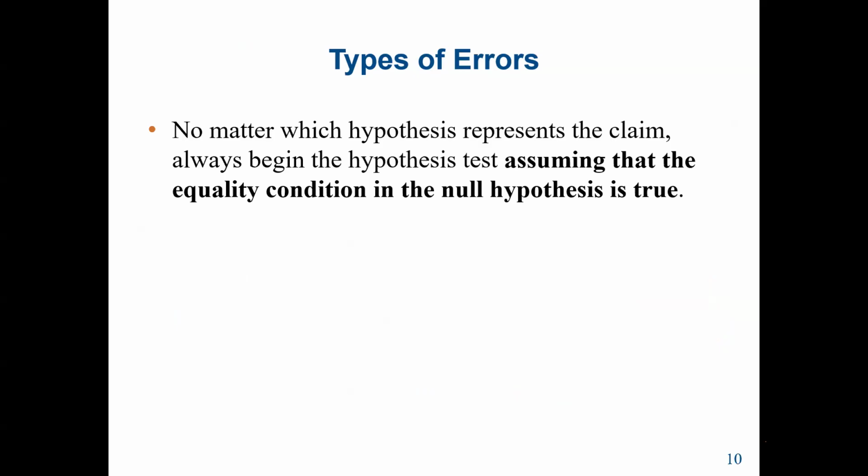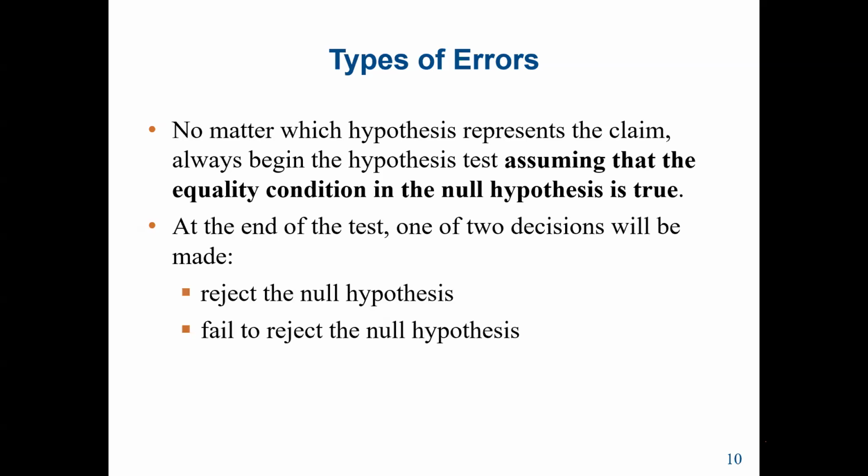Okay, so that will take us to the next topic, types of errors. Here we say no matter which hypothesis represents the claim, we should always begin the hypothesis test assuming that the equality condition in the null hypothesis is true. So we can see that in the null hypothesis, that's where we always have the equality. And we always should assume that is true.